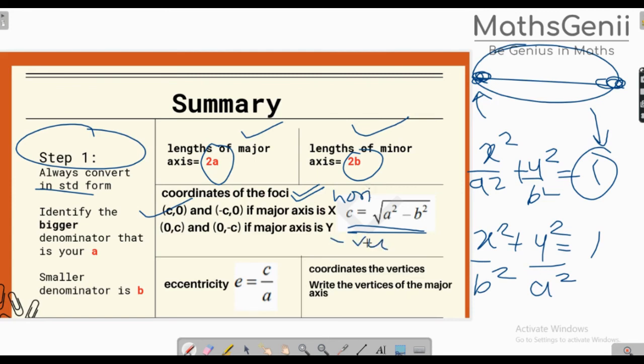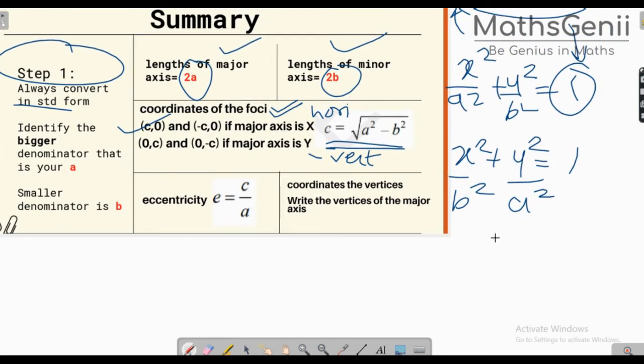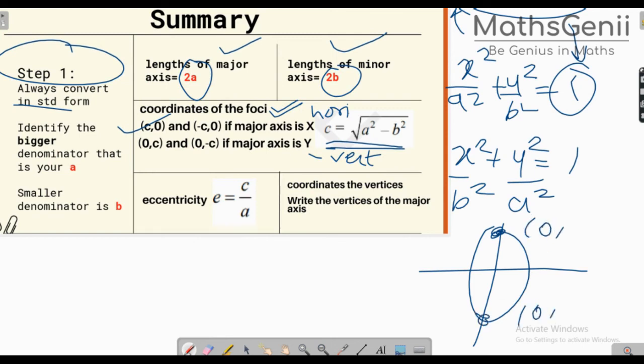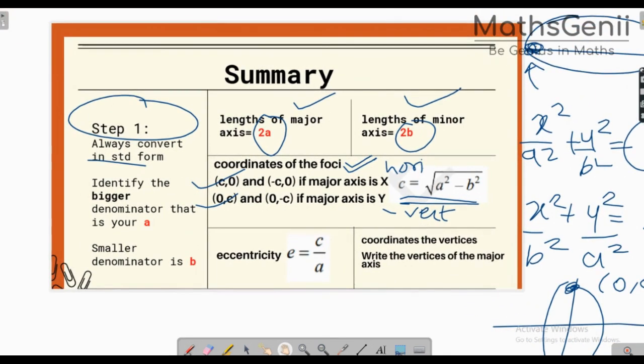In case of vertical, what is going to be the coordinates? X is 0, correct? So 0 comma 0. Y, this is positive side, so C. This is negative side, so minus C. So this is the coordinate. Eccentricity formula, again, we had seen: C upon A. Okay? So using this, you can solve any question.